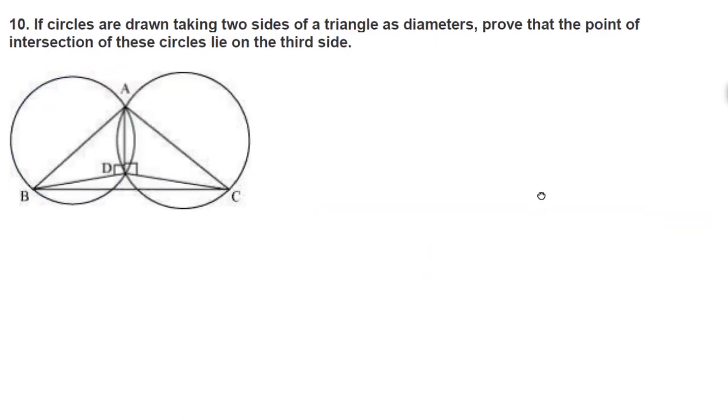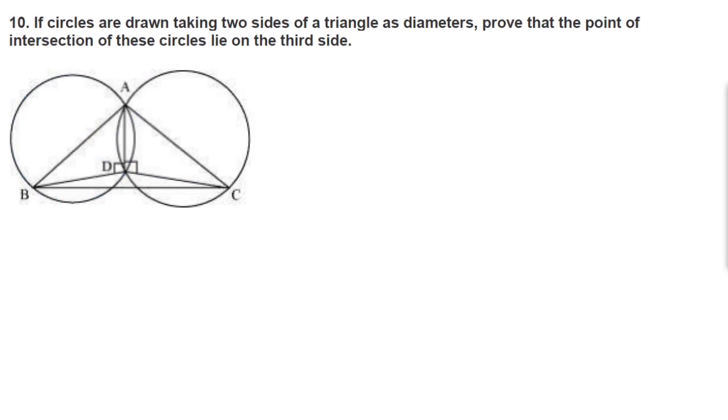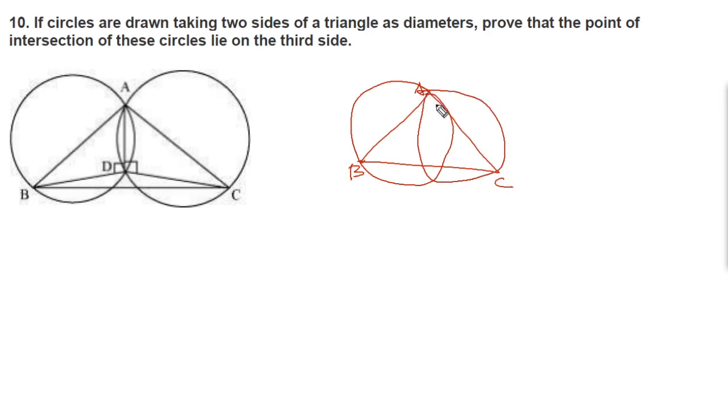Now we'll move to the next question, question number 10. If circles are drawn taking two sides of a triangle as diameter, prove that the point of intersection of these circles lies on the third side. So we'll take a triangle ABC, and taking AB as diameter, we'll draw one circle like this, and taking AC as diameter, we'll draw another circle like this. We have to prove that the point of intersection of these two circles will lie on the third side, that is BC. Okay.